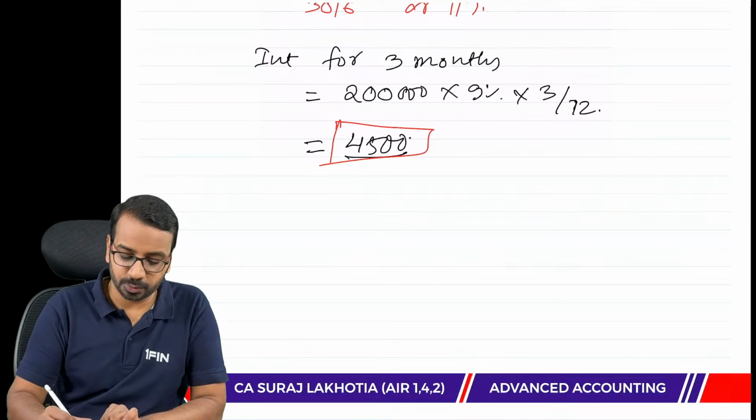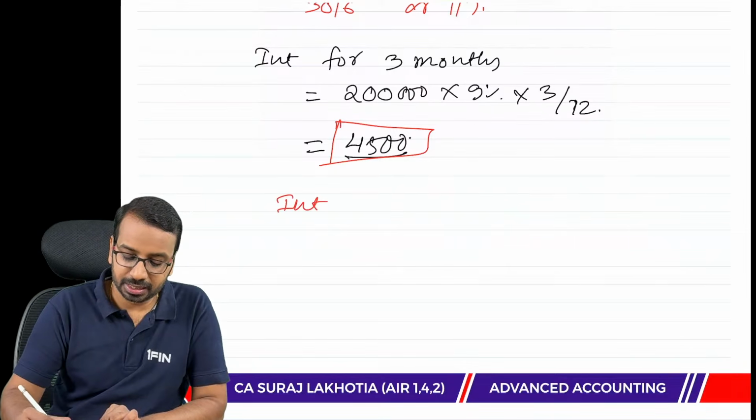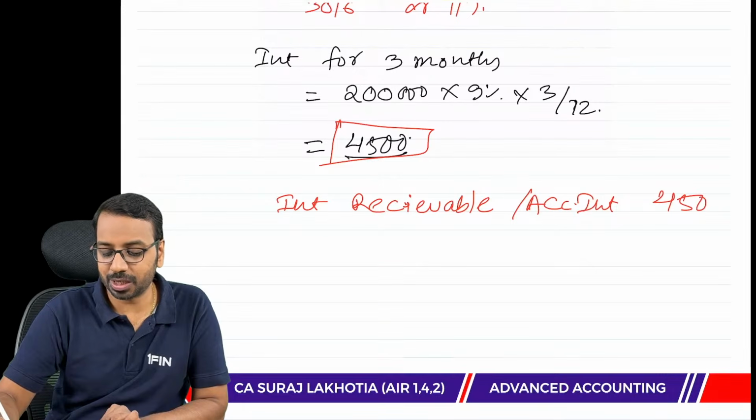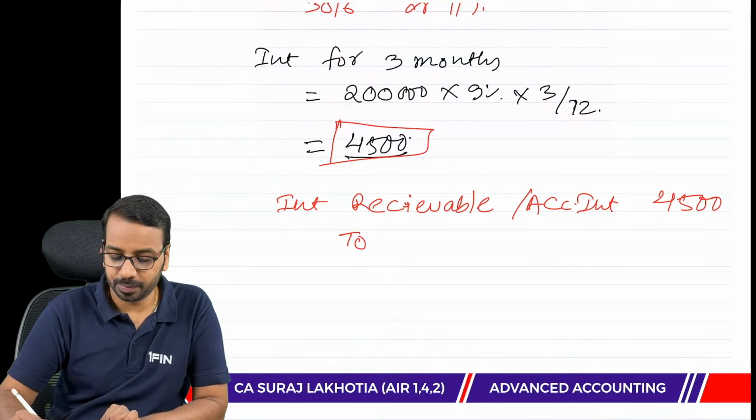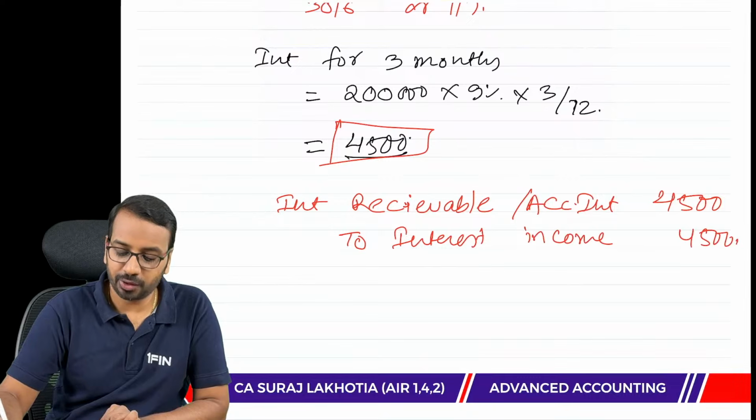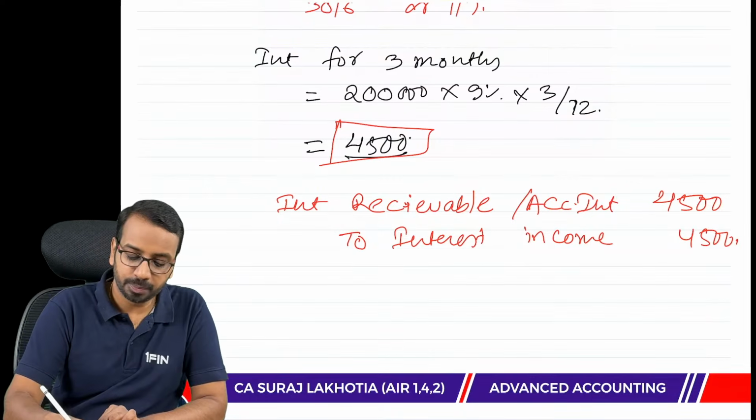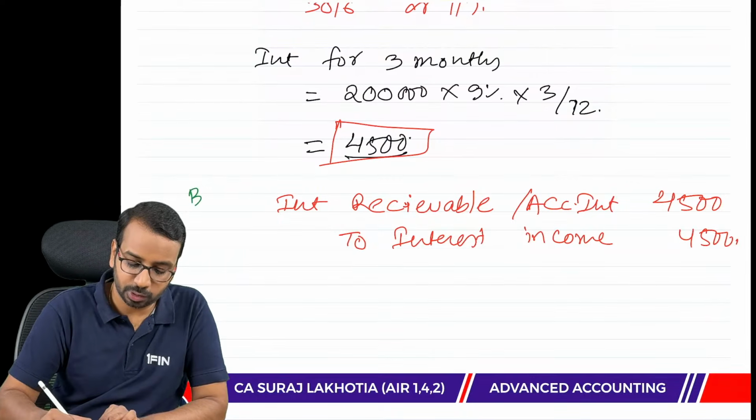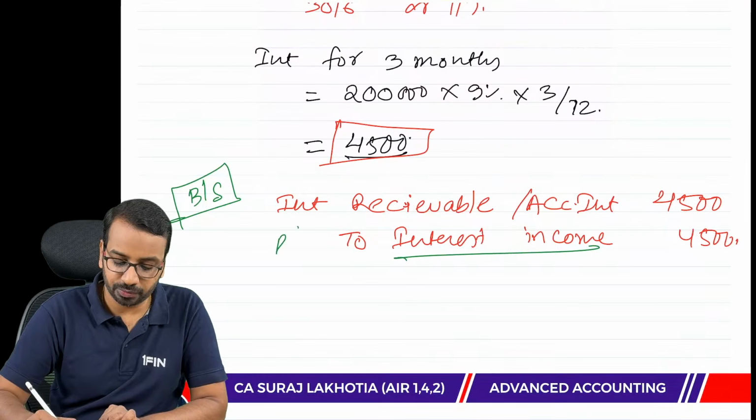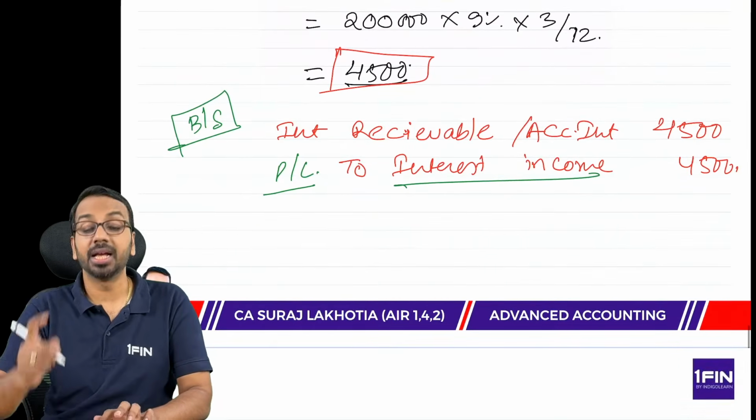So, on accrual basis, we will say interest receivable or accrued interest. How much? 4,500 to interest income 4,500. Okay. So, this interest receivable will go to the balance sheet as other current asset. Interest income, we will show it in the P&L.